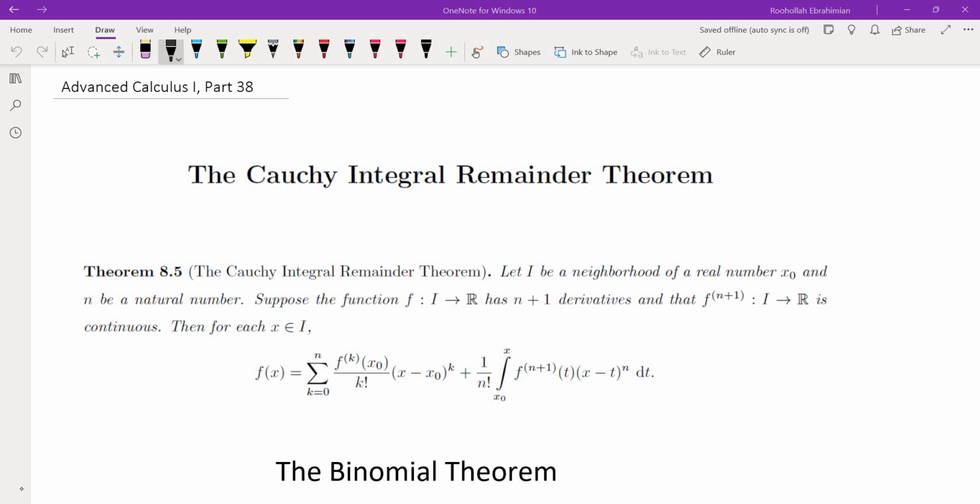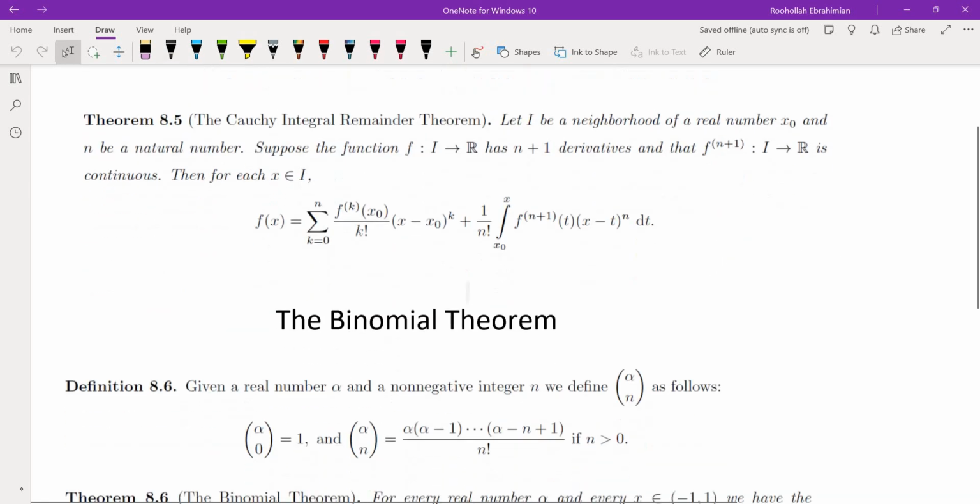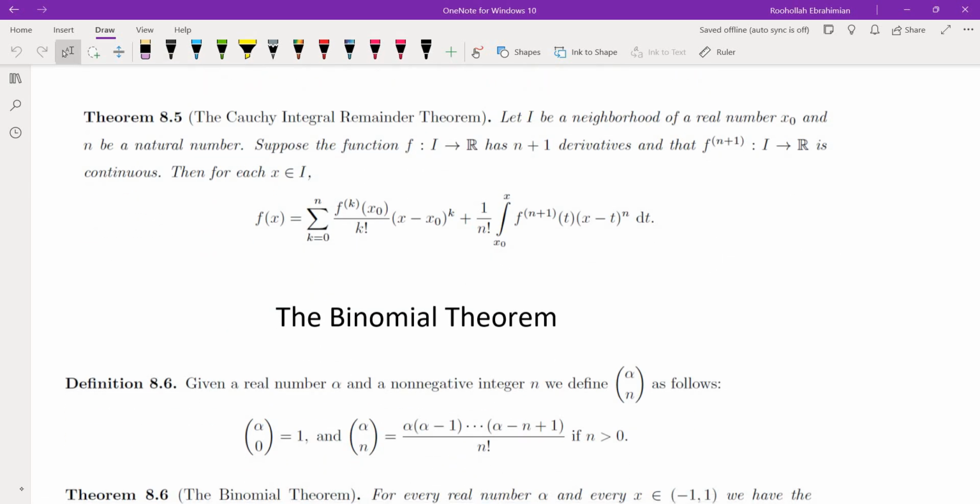Hello, in this video we're going to talk about the binomial theorem. But before that, let me remind you of the Cauchy integral remainder theorem, and we're going to use this to prove the binomial theorem. The Cauchy integral remainder theorem told us that the remainder can be evaluated by an integral.